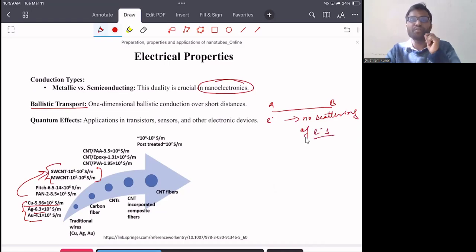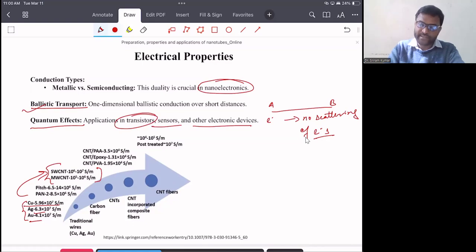And that is a very, very important point. If you have a CNT and you are transporting an electron from point A to point B, and there is no scattering while it's traveling, that makes very important features, and based on that we can use it in electronics applications. That is the ballistic transport property. And the third important point is about quantum effect. Because of the confinement in a 1D kind of structure, we can use it in transistors, sensors, and other electronic devices.